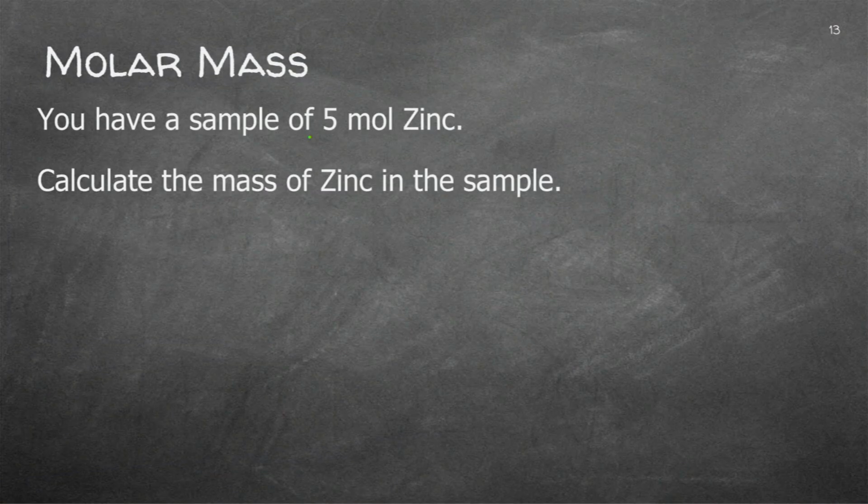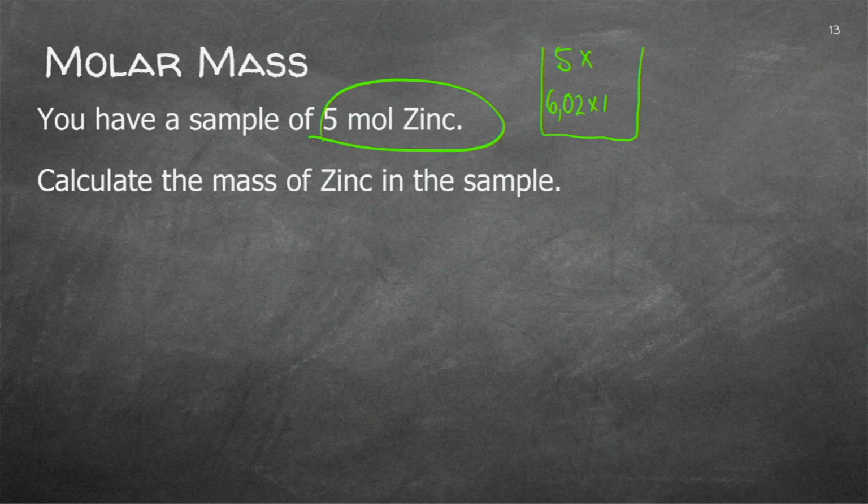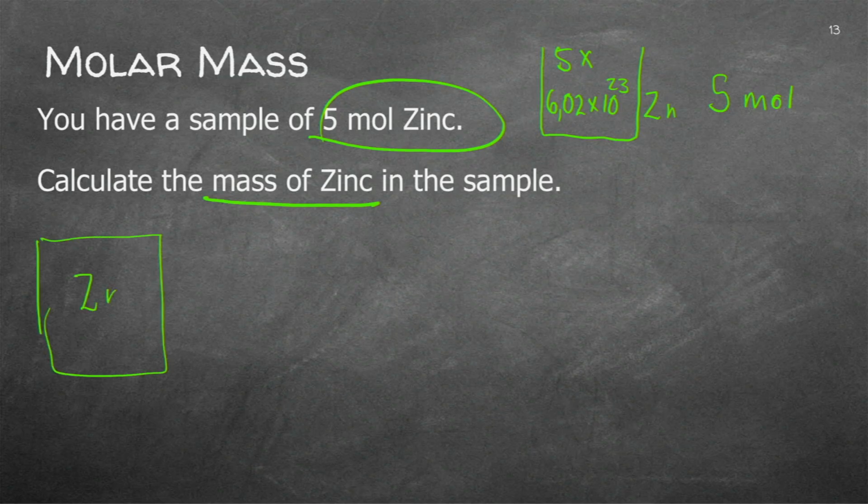Molar mass, a different question. You have a sample of 5 mole zinc. So you've got in a sample here 5 times 6.02 times 10 to the 23rd zinc. That's what you've got. That is 5 mole. So let's see what they're asking me. What is the mass of the zinc? Again, I know in my periodic table, if you have a look where zinc is in the elements, you'll find the number 65 written down there. So that's the mass of 1 mole.